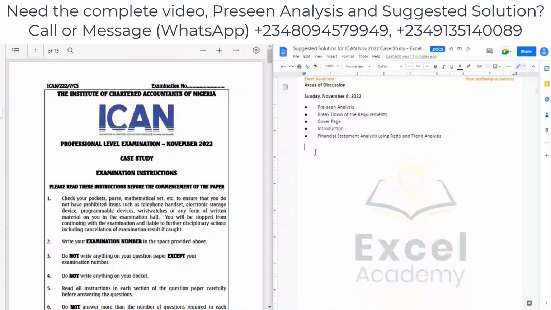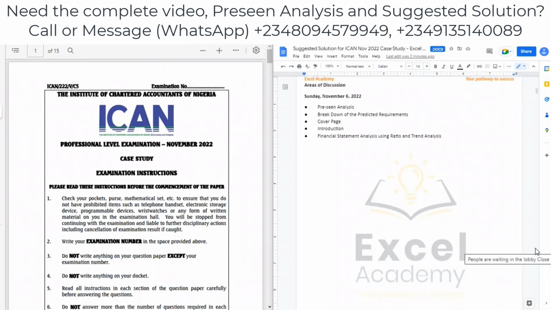Secondly is the breakdown of the predicted requirement. I know some of you might have seen it, some might not have seen it. No worries, I would send it to you. I have done a predicted requirement of what I think your examiner would bring out in your on-scene. And that is what we will be working with in this case study Preseen Analysis class. I would walk you through the drafting of the cover page, the introduction, and if time permits, we will do financial statement analysis. Now, let's get started.